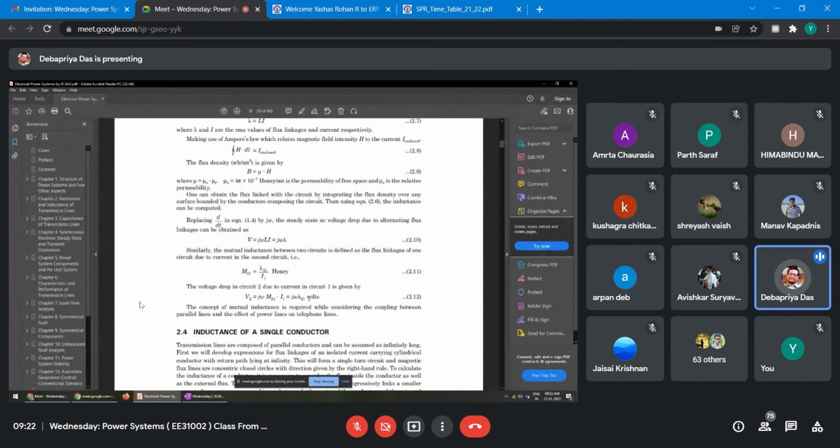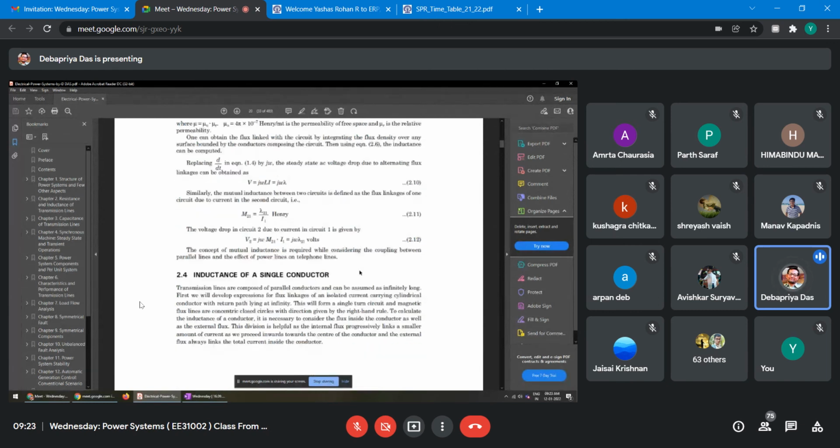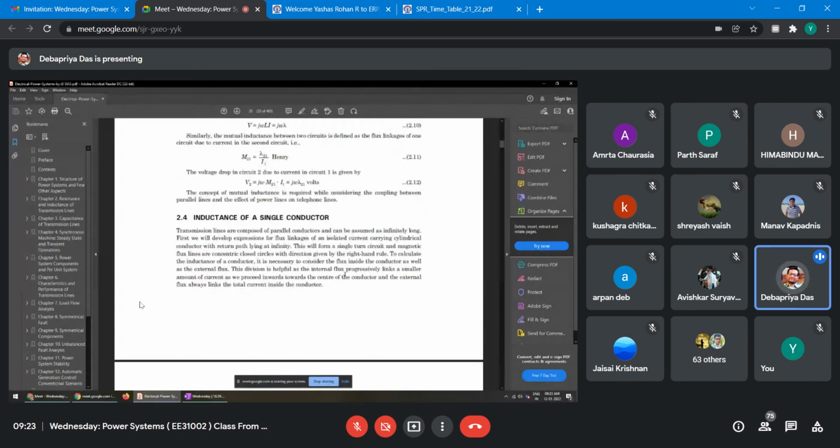Now this is started just to show the inductance of a single conductor, right? For a single conductor, how will we do this? After covering this today, I have to stop. Right. So transmission lines are actually composed of parallel conductors, as I told you, and can be assumed infinitely long. If you assume that it is infinitely long, therefore, what will happen? You consider a loop of single turn, right? Then the return path is lying at infinity. This way it will give you a single turn.